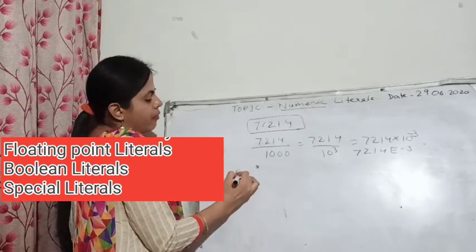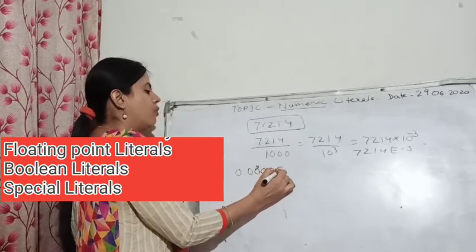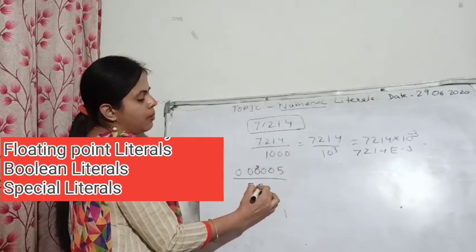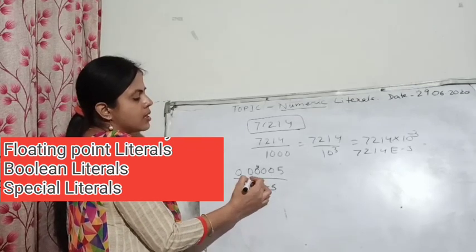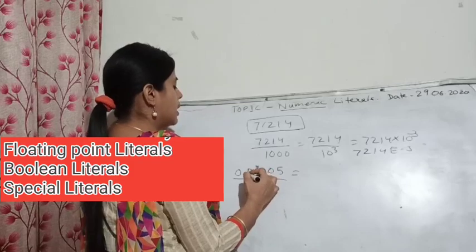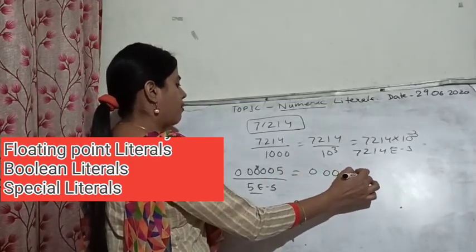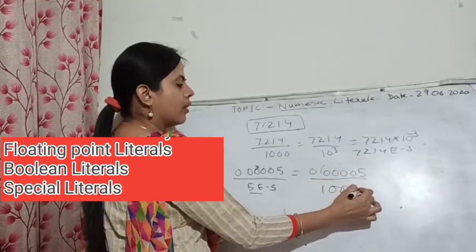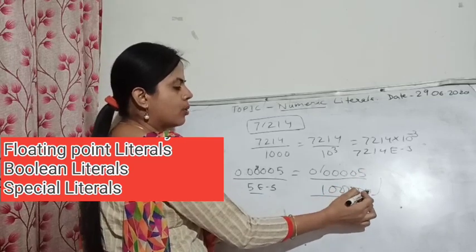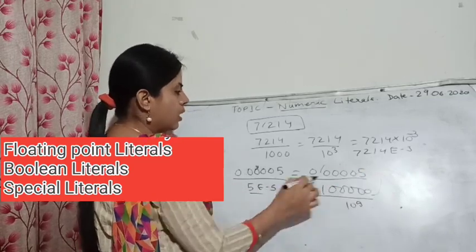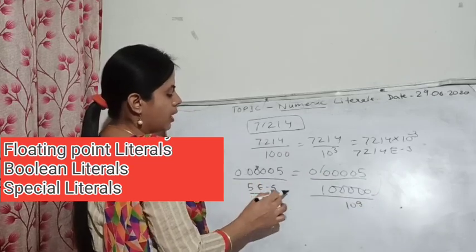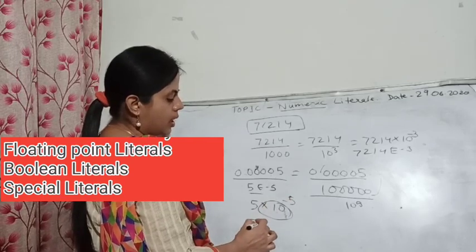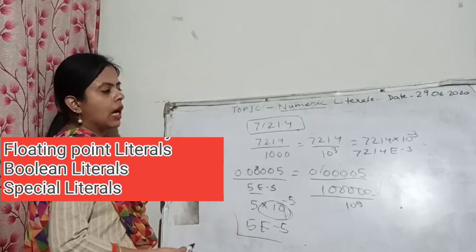Now another example: 0.0005. How will it be written? 5e minus 5. Let us solve this. If you remove the decimal point, you get 5 zeros, so it is 10 to the power 5. When the division turns into multiplication, it will be written as 5 into 10 to the power minus 5. This 10 will be written as e. So 5e minus 5. This is how the exponent can be formed.